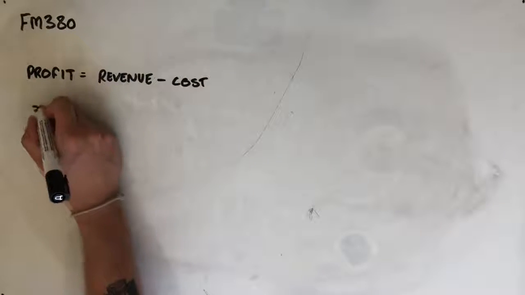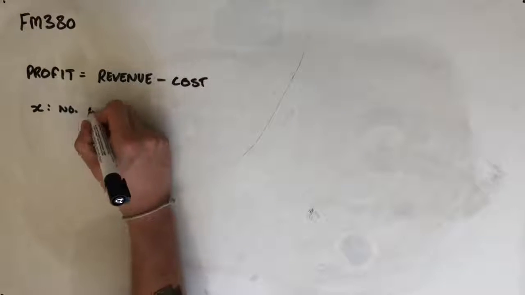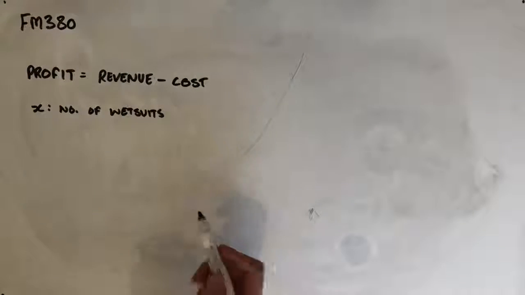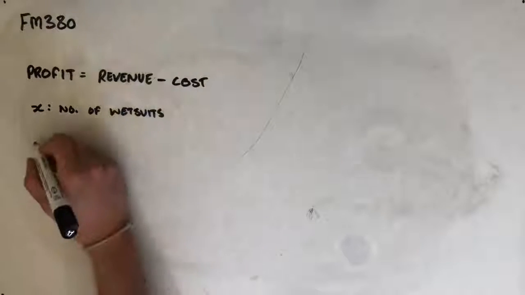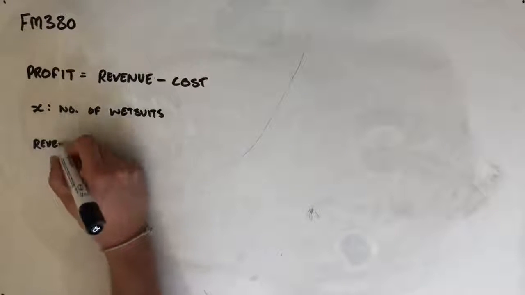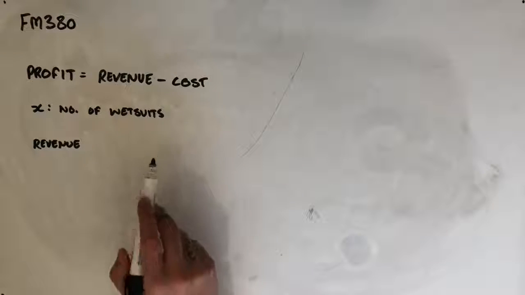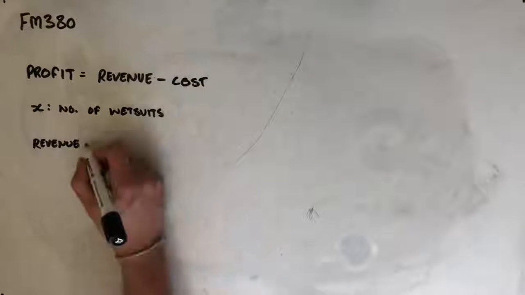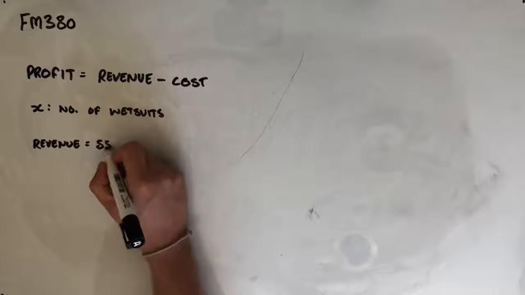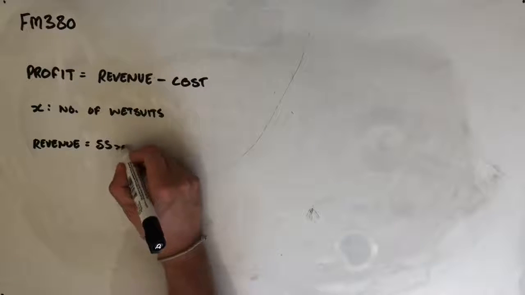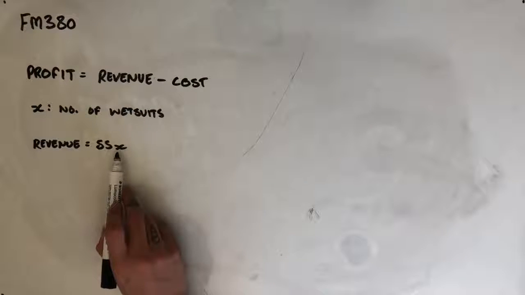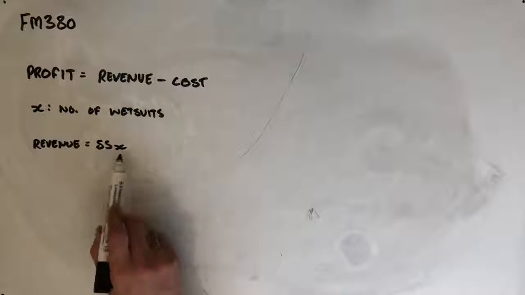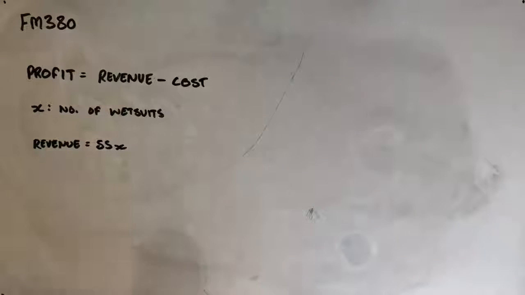Now I'm going to say that x is the number of wetsuits sold or made or whatever we're dealing with here. So revenue is just the total money that goes through a business, and we've been told that the surfer is selling each of these wetsuits for $55. So in order to calculate the revenue, we're just going to times the number of wetsuits by 55. If we sell one wetsuit, this is going to be $55 of revenue. If we sell 2 wetsuits, it'll be $110 worth of revenue, and so on. This is our revenue equation here.